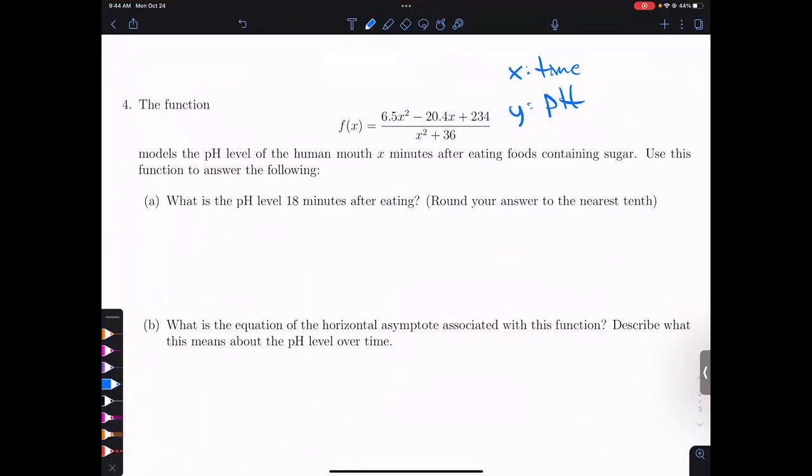Now let's see about answering the actual questions. What is the pH level 18 minutes after eating? X is 18, right? So we're just plugging 18 in. So this isn't anything to do with this being a rational function. This is just how does a function work, right? If X is 18, what's Y? So we plug in 18.